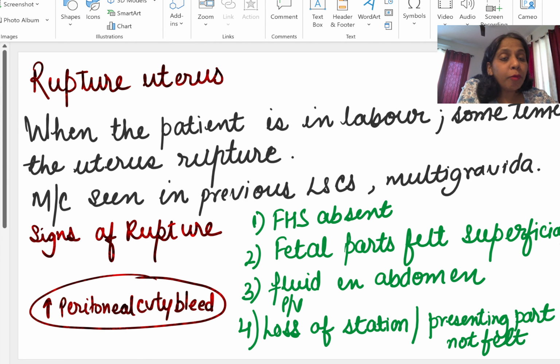So these are the 4 points or 4 signs which indicate that rupture of uterus has occurred. Okay, so needless to say, what is the treatment of rupture uterus? We have to open the abdomen, go into the peritoneal cavity and stitch the uterus. So laparotomy is the answer, followed by stitching the uterus.